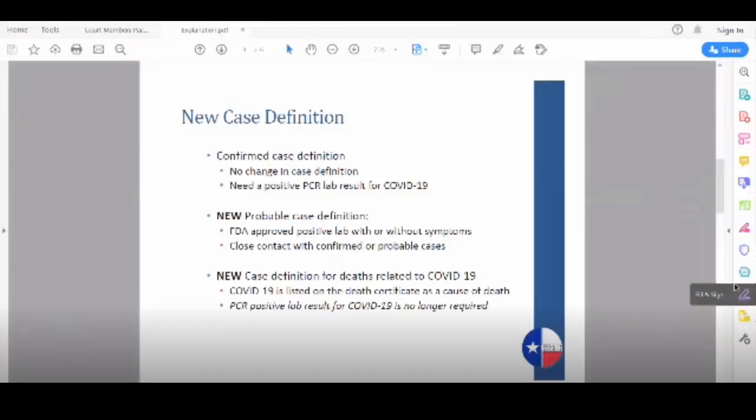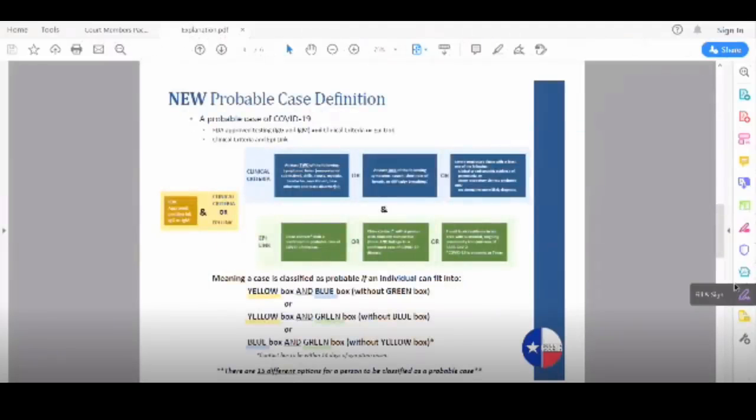They also updated the definition for deaths related to COVID-19. Previously, it was only if you had a positive PCR result that you would be counted as someone who died related to COVID-19. Now lab testing is no longer required to be counted towards that. So that's just the language for the definition, and this next slide, the new probable case definition.